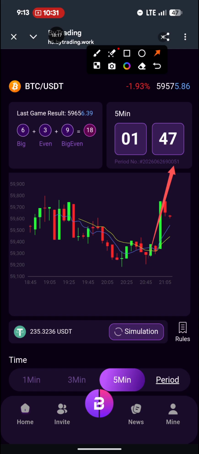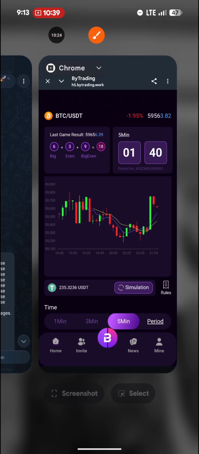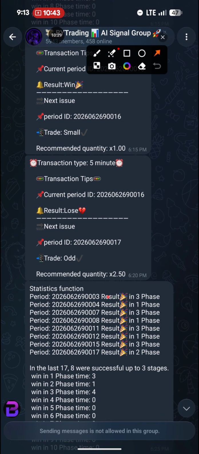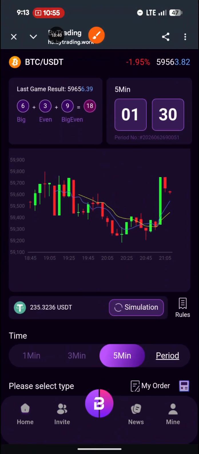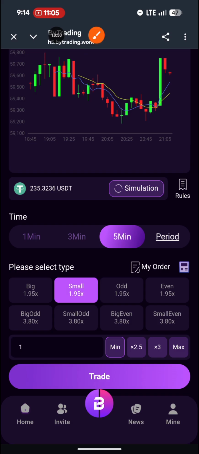Then, before this timer finishes counting down, what did they say we should trade? You head over to period number 016. They asked us to trade small. This is it. They asked us to trade small. Now you head over to the platform. You look for small. Now this is the small. This is what they say you should trade. Now you click on it.